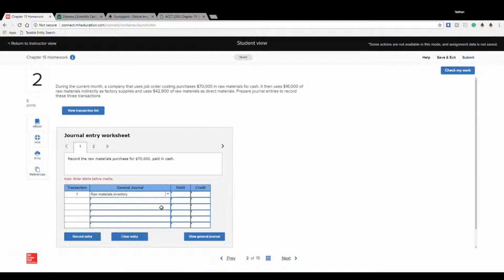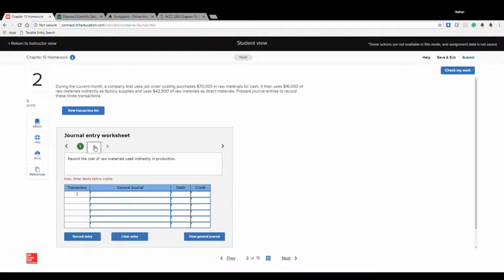Now, you just have to watch out, how did they purchase? Did they purchase on account or by cash? This one says by cash. So cash has to be my credit. If it was on account, then it will be accounts payable. And we put in 70,000 and 70,000. Alright, so there's our purchase of raw materials. This one is fairly easy. Again, the journal entries to these are not as hard as they seem.